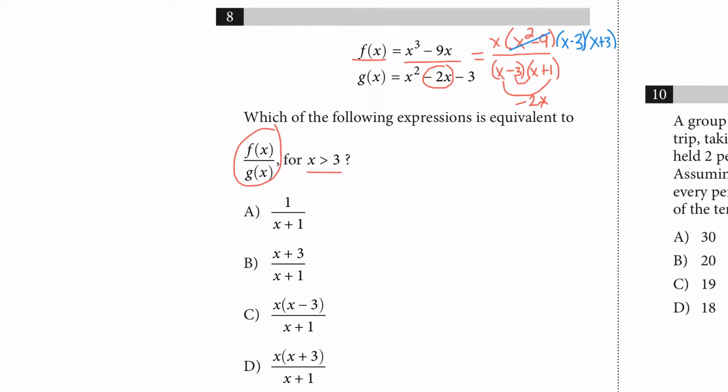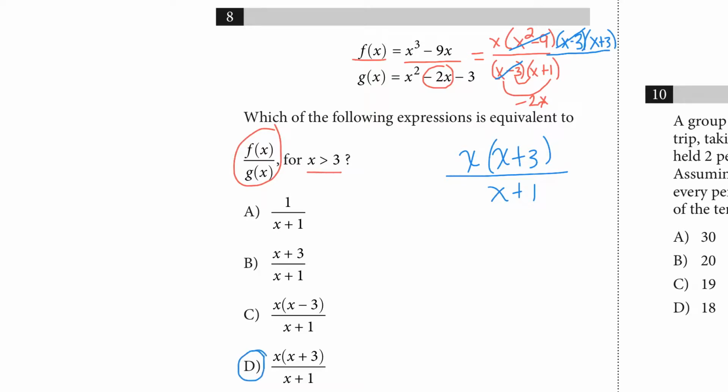And so then we can cancel common factors in the numerator and denominator. The x minus 3 is in the numerator and denominator, and then we're going to have x, and then an x plus 3, and the denominator is x plus 1. So is there an answer that looks like that? Yeah. Looks like answer D would work.